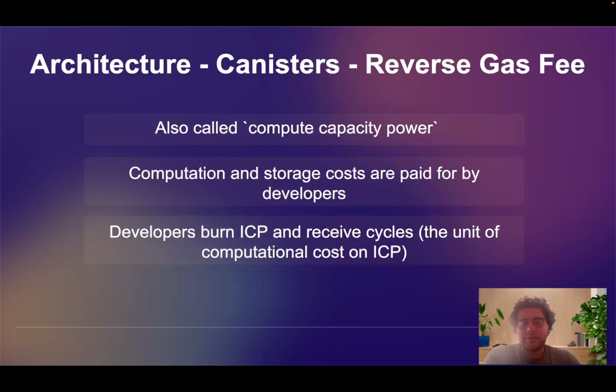The reverse gas fee model is also called compute capacity power, and computation and storage costs are paid for by the developers. Developers burn ICP and receive cycles, which is the unit of computational cost on ICP. And they're all paid beforehand, so there is no need for the user to pay any gas fee for their actions on the blockchain network.